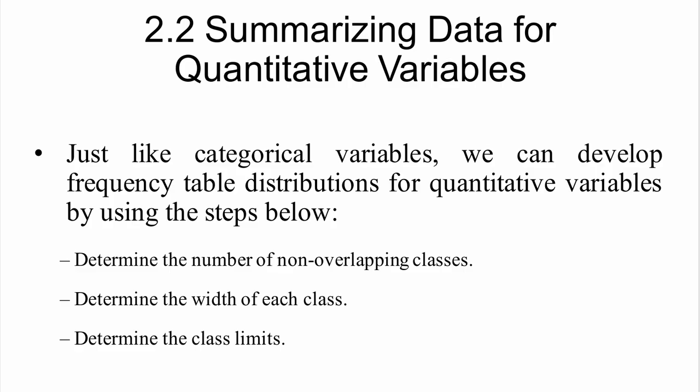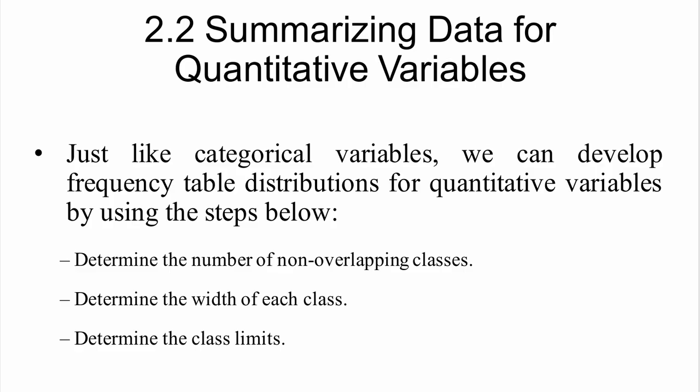And then we learned how we could use bar graph, pie chart, and dot plot to actually visualize our summarized data. In this video, which is section 2.2, we are going to look at how we could summarize data for quantitative variables. So just like we did for categorical variables, we can first of all develop a frequency table distribution for our quantitative variables using a step-by-step approach, and then we can summarize them visually using a histogram or a stem plot. So that is the main goal for this section.